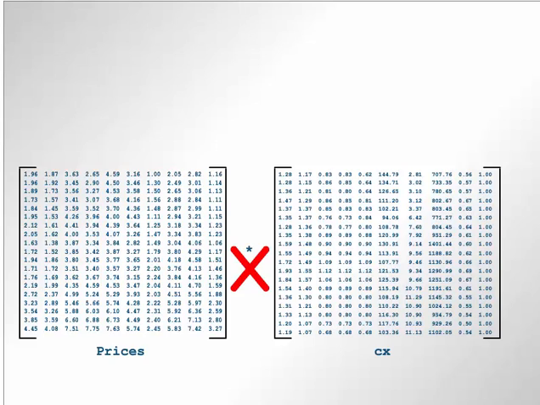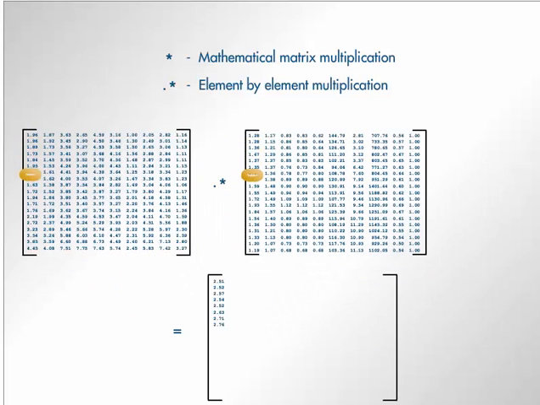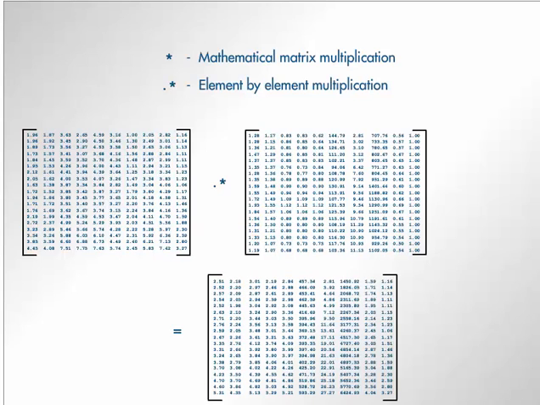To do this, you cannot use the star operator, as that will cause an error. This is because when multiplying two arrays, MATLAB uses mathematical matrix multiplication, not element-wise multiplication. Instead, you should use element-wise multiplication. To do this, you must use the dot star operator. The dot star operator causes each element of the first matrix to be multiplied by the corresponding element of the second matrix. This results in the correct currency conversion.